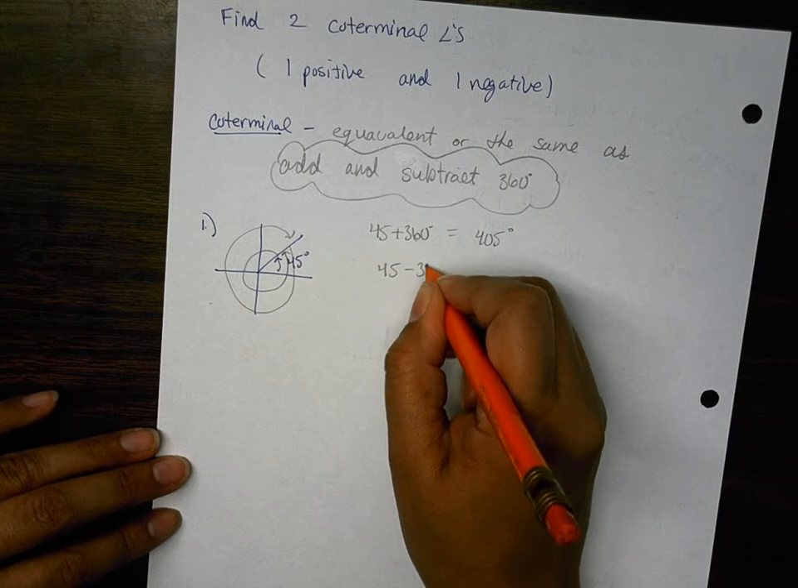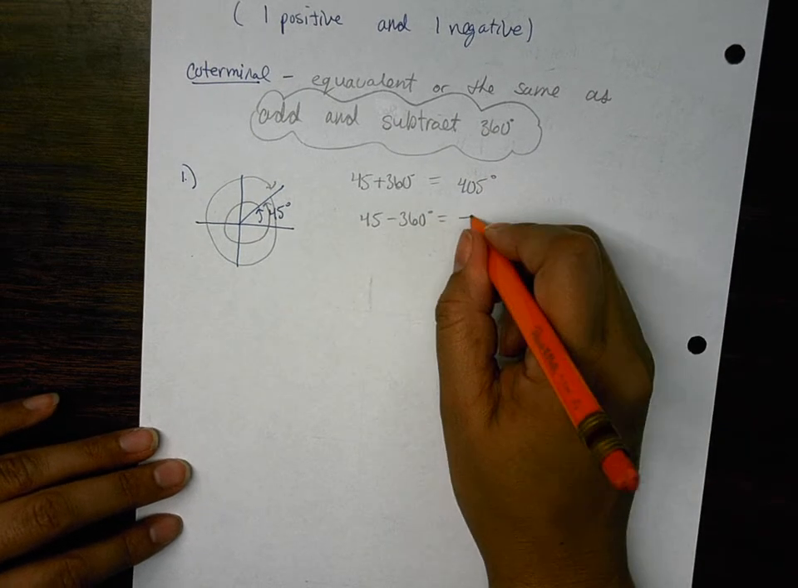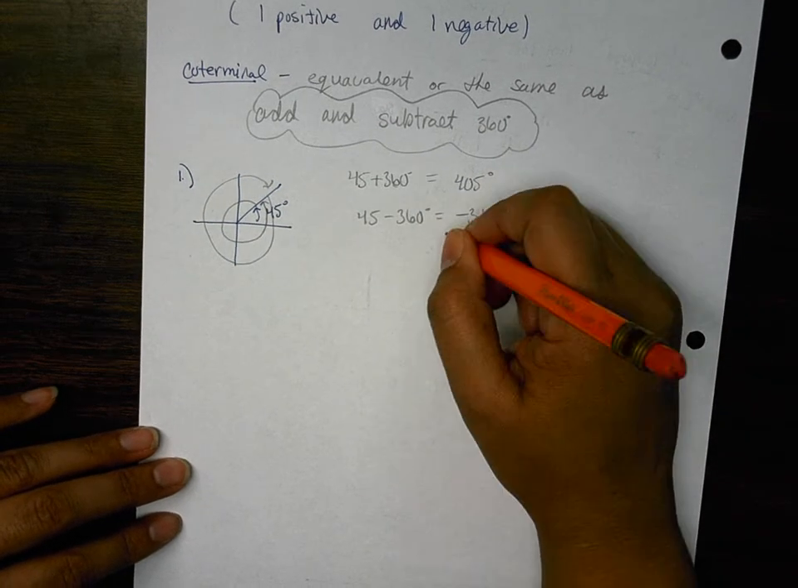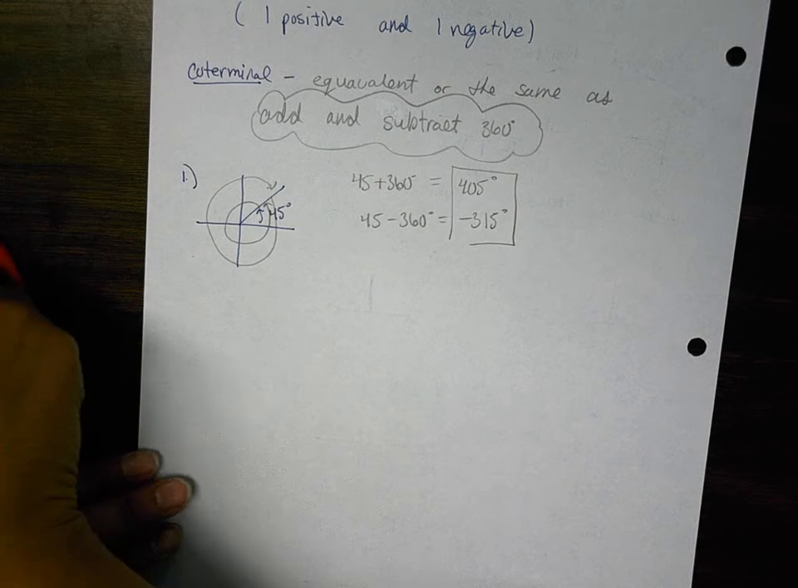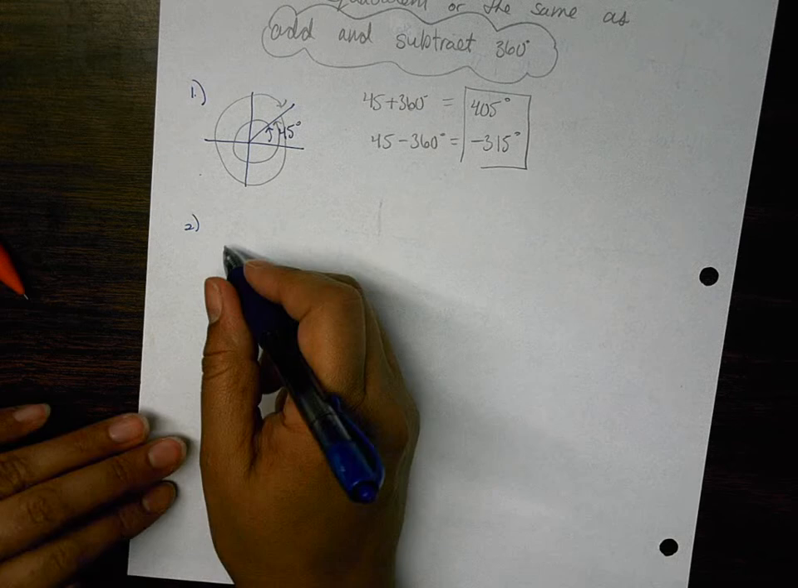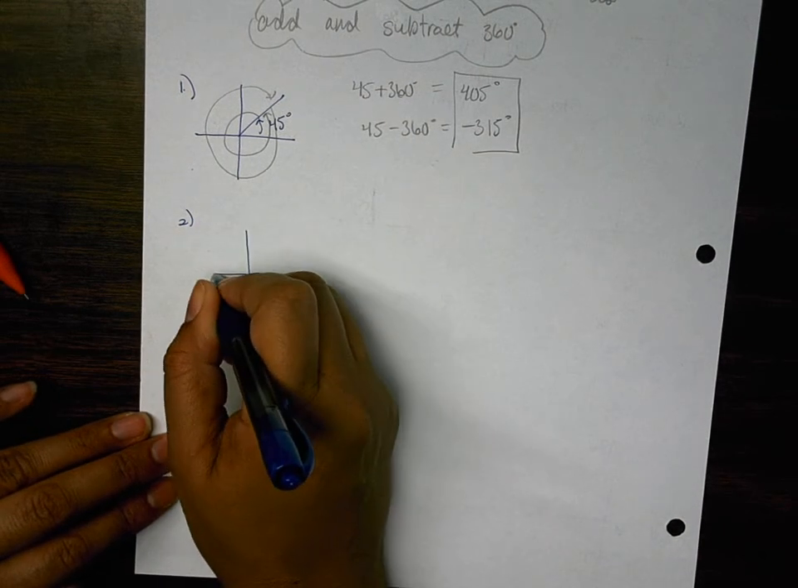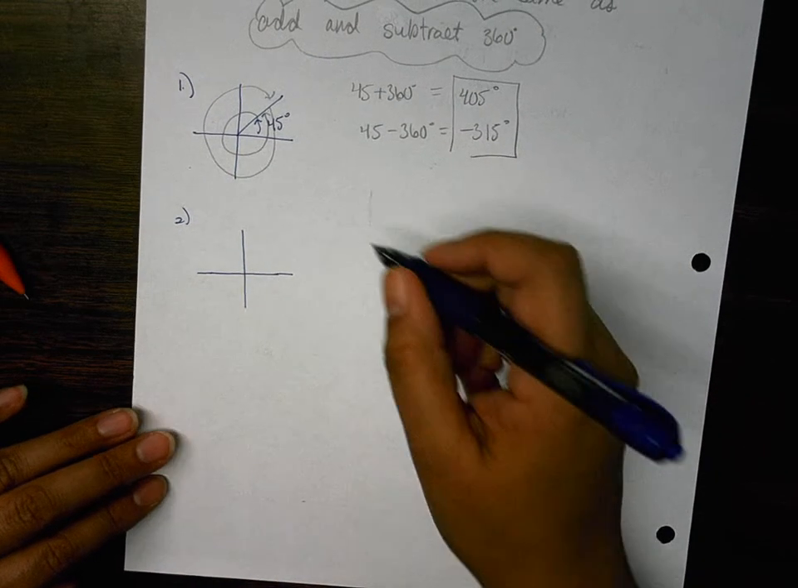Now if I wanted a negative, what would I do? I'd still start at the 45, but I would go the other way around. So I would do 45 minus 360. Can you calculate that? Negative 315. So are these two coterminal angles? Yes? All right, next one.